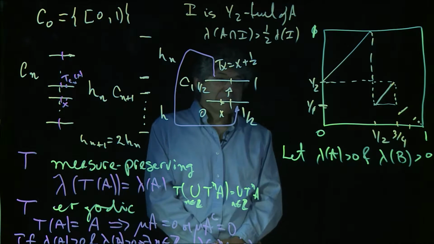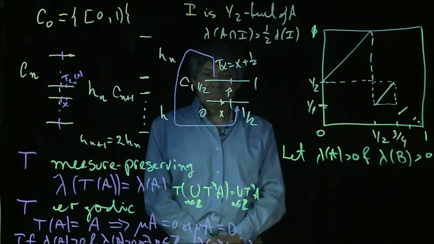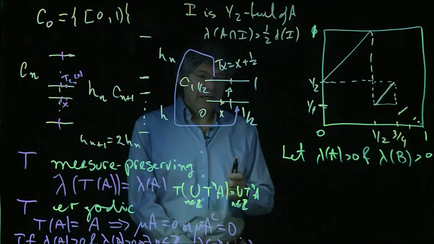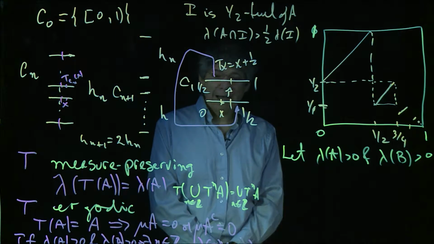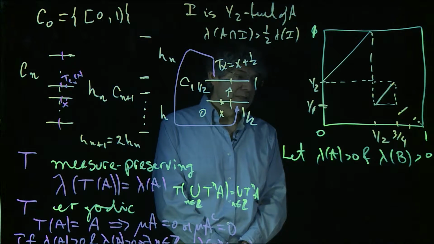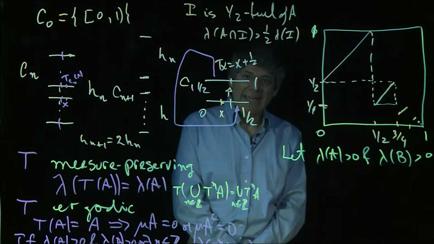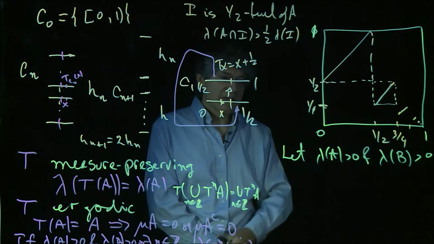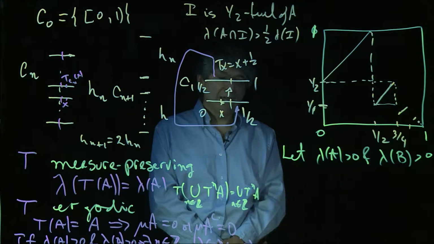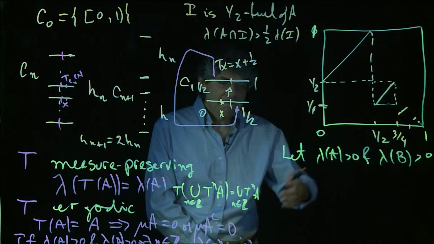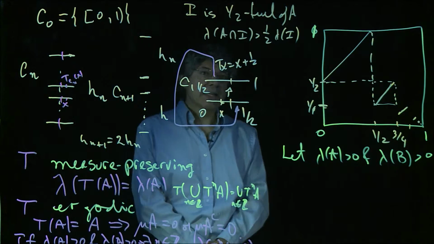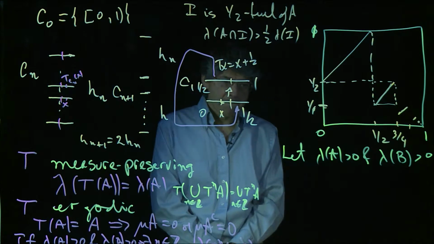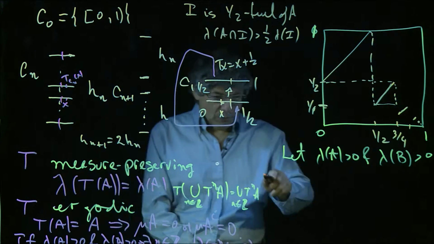Those levels may be in different columns, but we make an important observation: if we find a level that is at least half full of A in a column Cn, when you cut this in half, at least one of those halves must continue being at least half full of A. So in Cn plus 1, there must be a level that is at least half full of A. Using that idea, we're going to write this property.